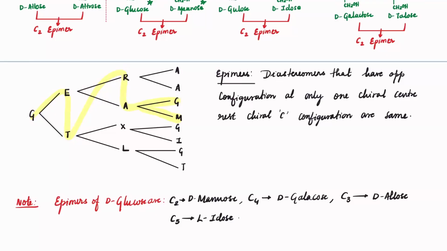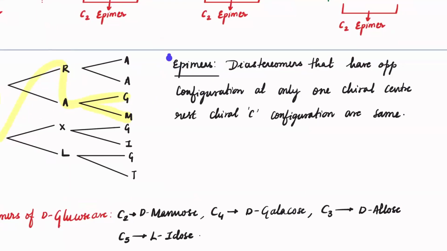Okay. Let's understand this definition. What are epimers? We know that if two molecules are stereoisomers but not mirror images of each other, we call them diastereomers. So if I take these two sugars and compare them, and they are stereoisomers but not mirror images, then I know they are diastereomers.